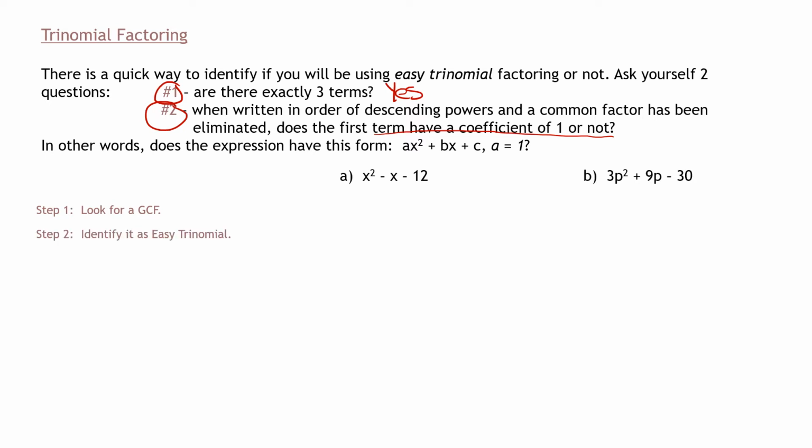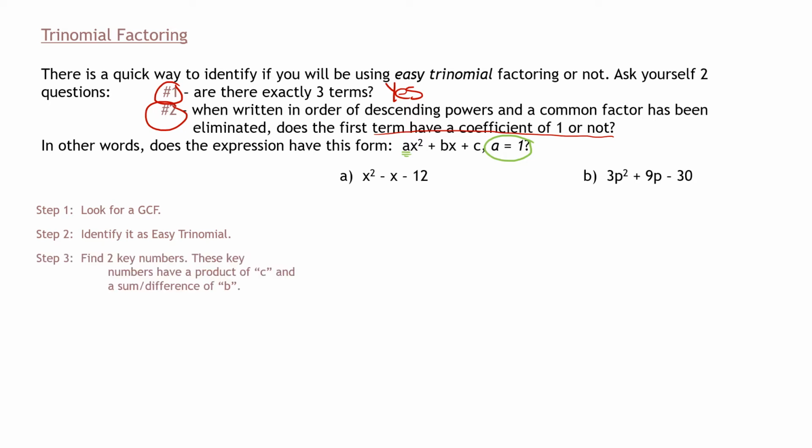Now we identify it as an easy trinomial, and that's by looking at the steps 1 and 2 that I circled. So we know it's called an easy trinomial because our leading coefficient, the coefficient in the front, this a, is a 1. You don't have to use the word easy, but I'll explain why I'm using that later. Okay, so we know it's an easy trinomial.